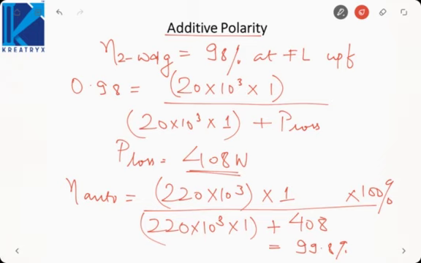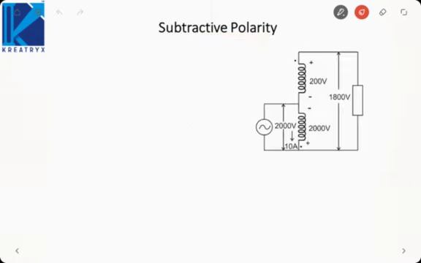Now other means of connection could be such that the voltages are not added but rather voltages are subtracted. That is called as subtractive polarity. So here I have connected it in such a manner that plus minus 200 is like this and minus plus 2000. So net voltage would be minus plus 1800 volt. So now 2000 and 200 are being subtracted. It is called as subtractive polarity.